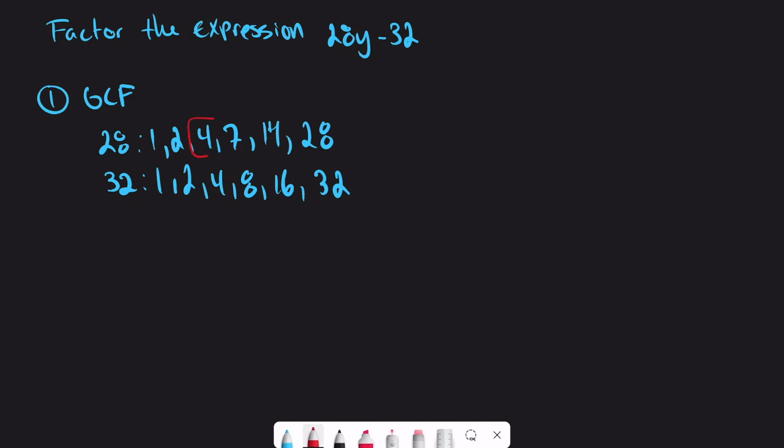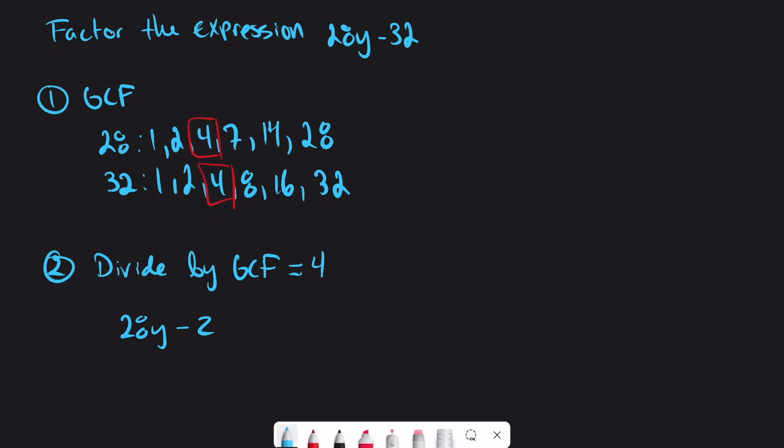So let's go ahead and draw a box around them. And then step 2 is to divide by the greatest common factor. So let me write that down. I don't think I've written it for the last 3 examples, but divide by greatest common factor. And we found that to be 4. So we're dividing the original one by 4. So we're going to divide each of these terms by 4.